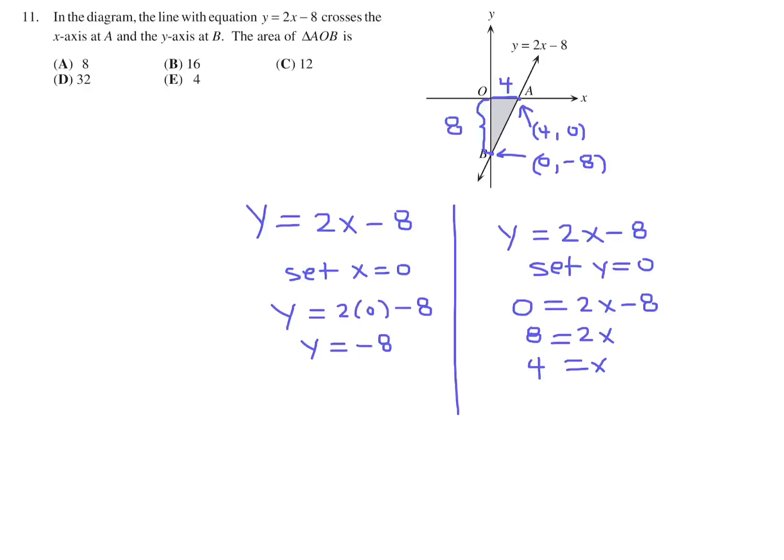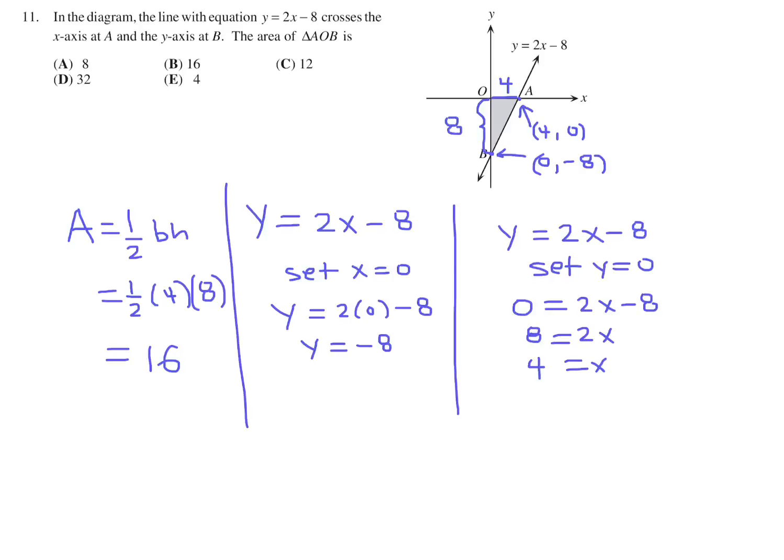So we've got a triangle with sides 4 and 8, and we can find the area. 1/2 base times height, like that. Either one, base can be 4, so call it 4, and the height can be 8. And there you go, 32 divided by 2, which is 16. So number 11, the answer is B.